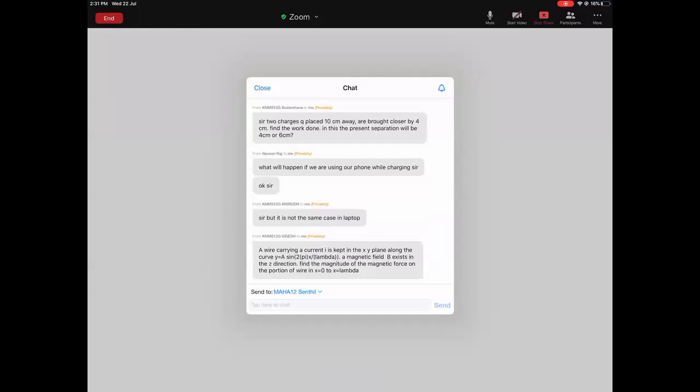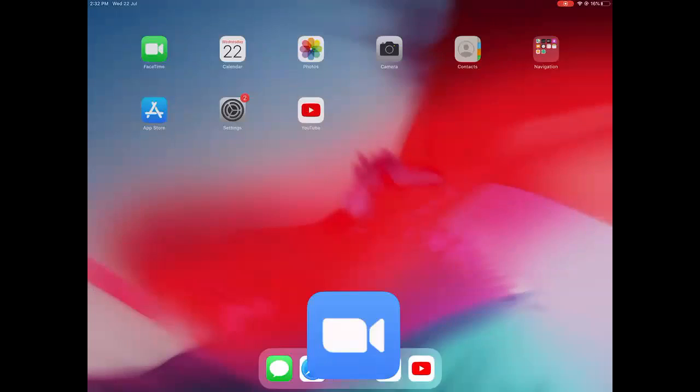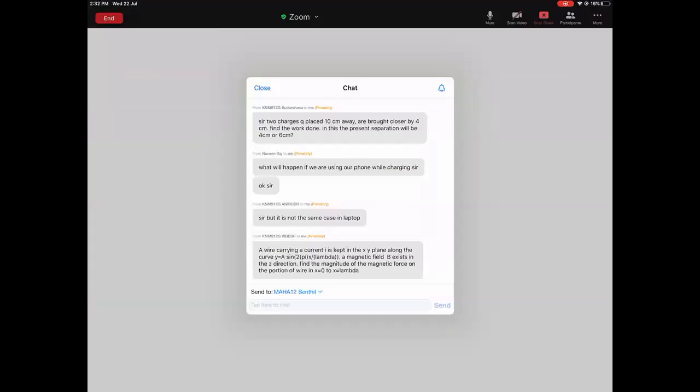A wire carrying a current I is kept in the xy plane along the curve y equals a sine 2 pi x by lambda. A magnetic field B exists. Find the magnitude of the magnetic force on that portion of the wire. Okay, so 2 pi x by lambda. Magnetic field exists in the z direction.